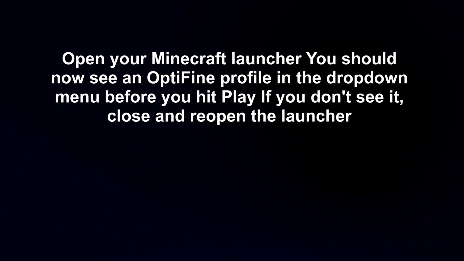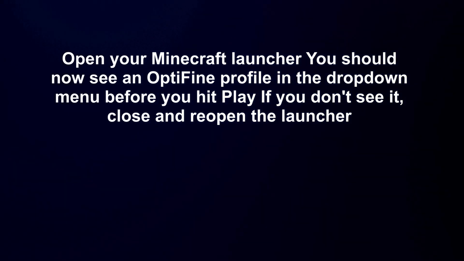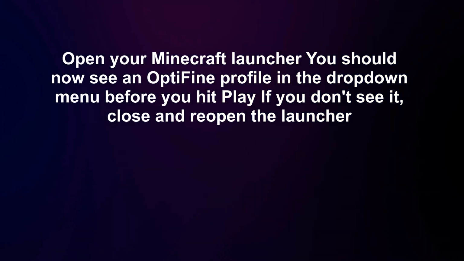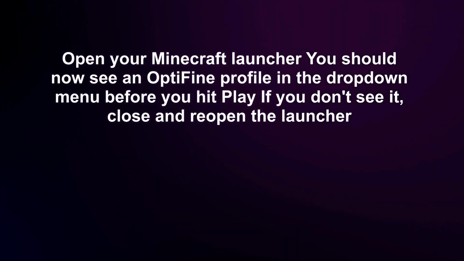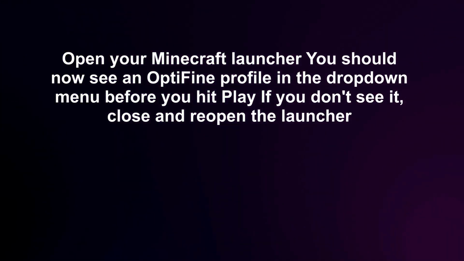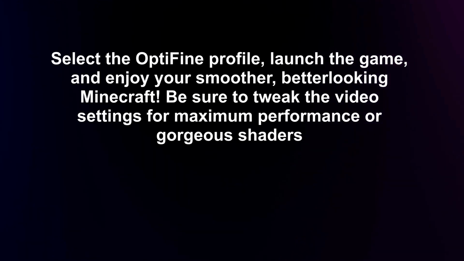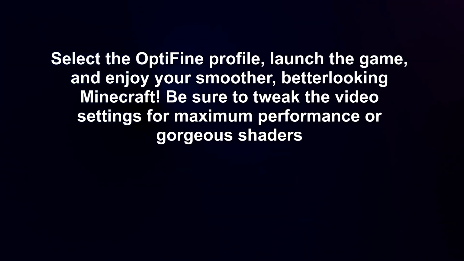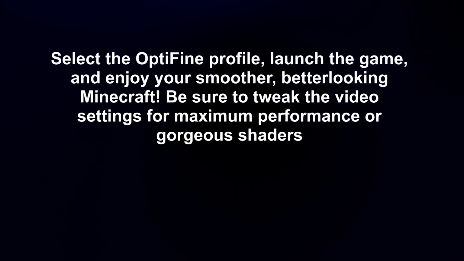Click OK. Open your Minecraft launcher. You should now see an Optifine profile in the drop-down menu before you hit play. If you don't see it, close and reopen the launcher. Select the Optifine profile, launch the game, and enjoy your smoother, better-looking Minecraft.